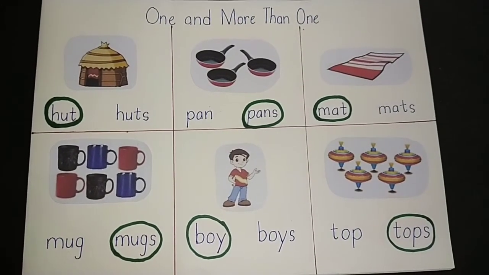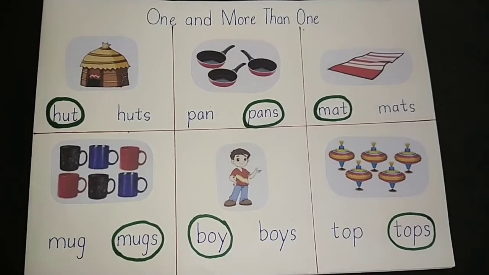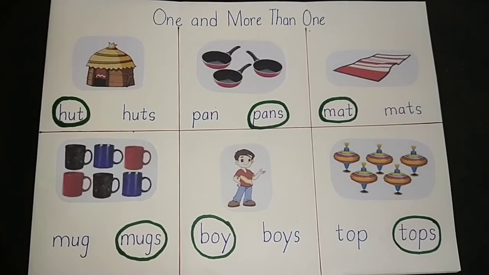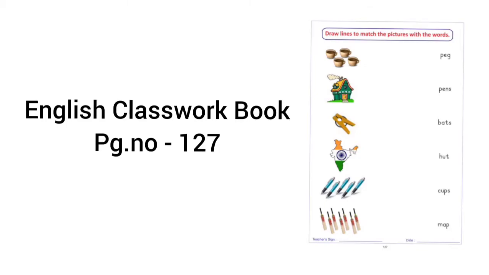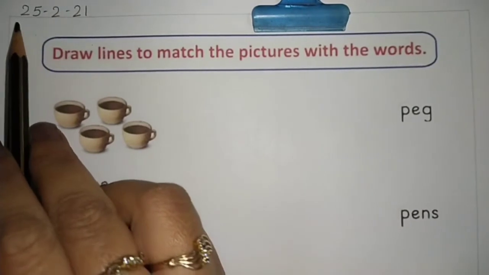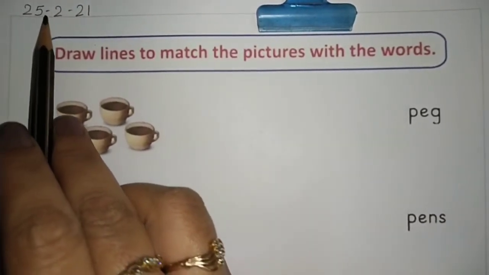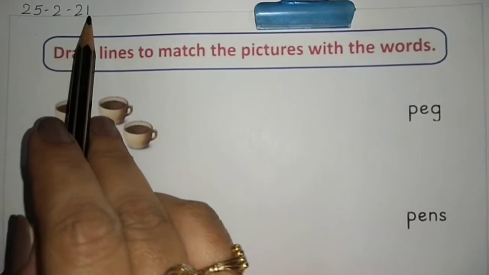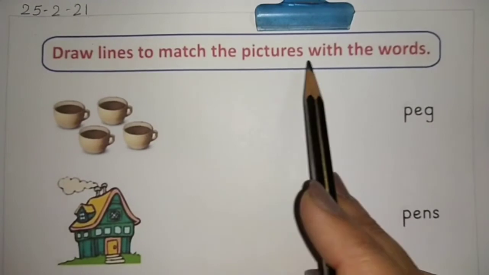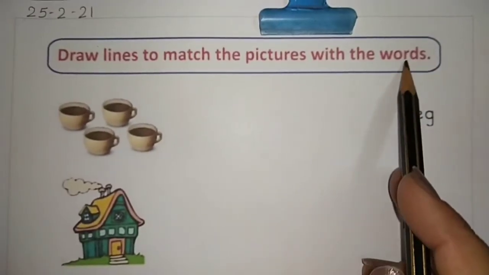See kids, like this way, you can also do this activity with other pictures of one and more than one objects also at your home. Now we will do one exercise in our English class workbook, page number 127. Kids, first we will write today's date, that is 2/5/25.